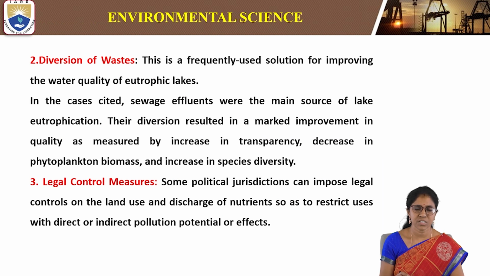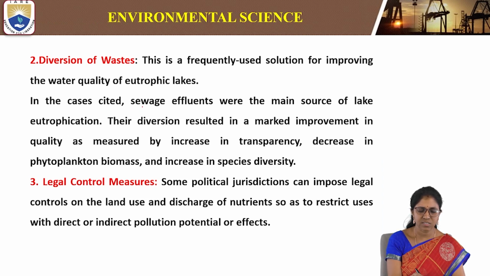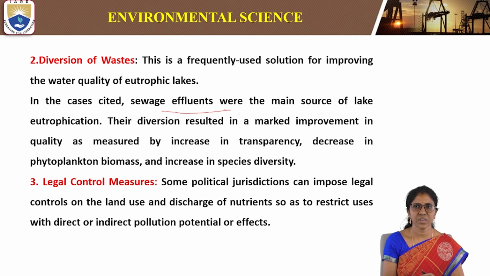The second one is diversion of waste. This is a frequently used solution for improving the water quality of eutrophic lakes. In the cases cited, sewage effluents were the main source of lake eutrophication, so their diversion resulted in marked improvement in quality, as measured by increased transparency, decrease in phytoplankton biomass, and increase in species diversity.